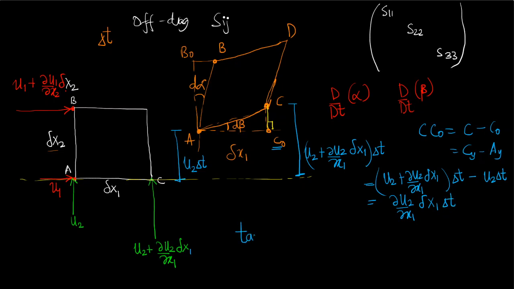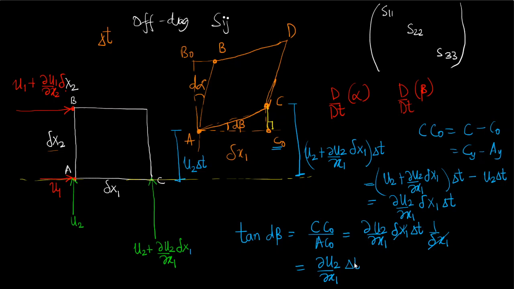Now tan of d beta is going to be CC0 upon AC0, and CC0 we've just found out is equal to ∂u2/∂x1 Δx1 Δt, and AC0 is equal to the length of the side AC, which is 1 over Δx1. So Δx1 cancels out, and the tan of d beta is thus ∂u2/∂x1 times Δt.